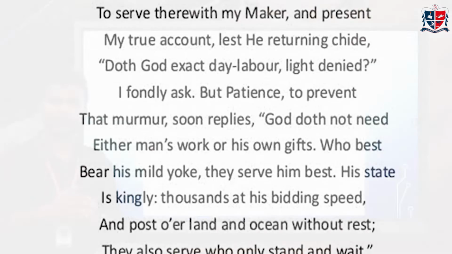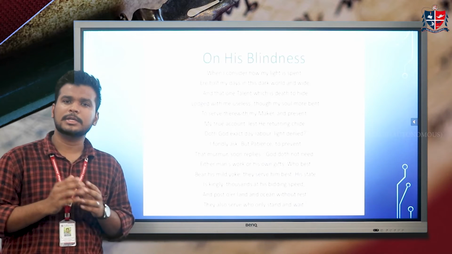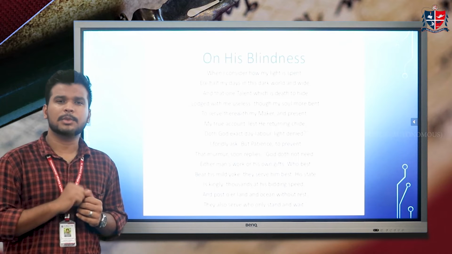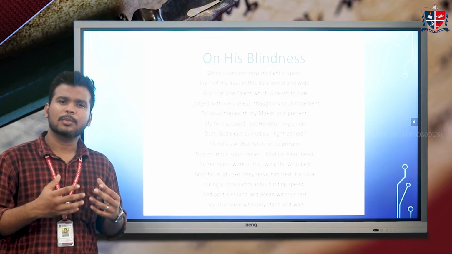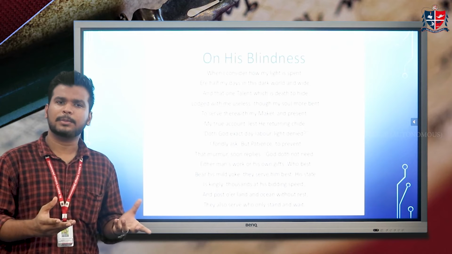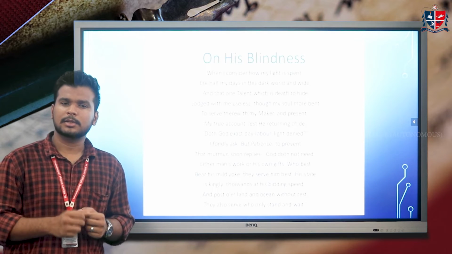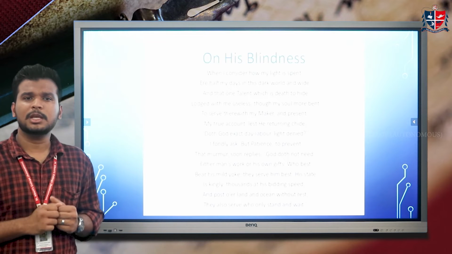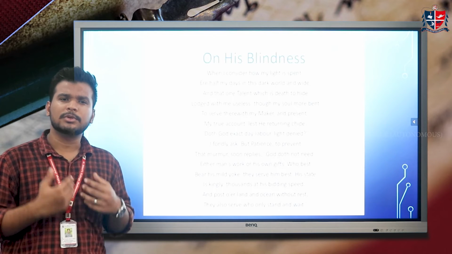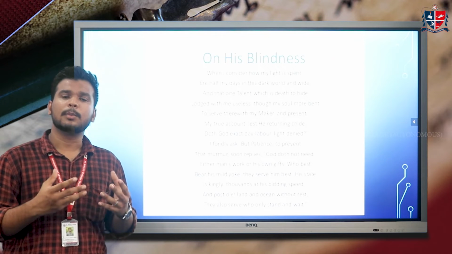So slowly but surely, Milton starts to question, because you have to remember, he was just 20 years old when he wrote his first masterpiece. So he was very proud of his writing skills, but unfortunately, something bad happened, and that was he lost his eyesight. So now he is scared. He is questioning how God would react. Would God get angry? What am I supposed to do with the gift that God gave me? Those are all the questions that come to Milton's mind.